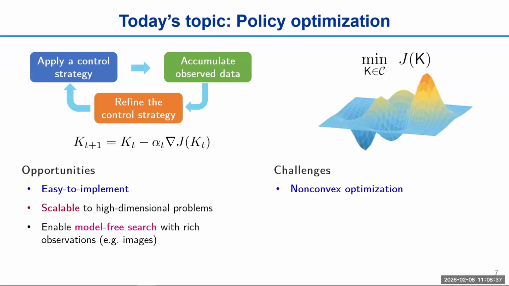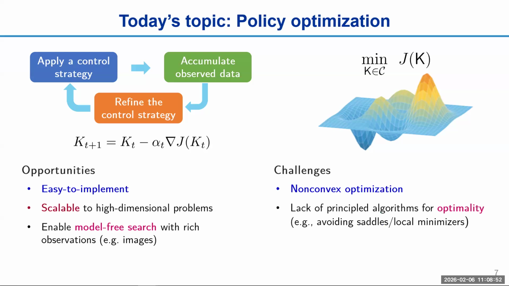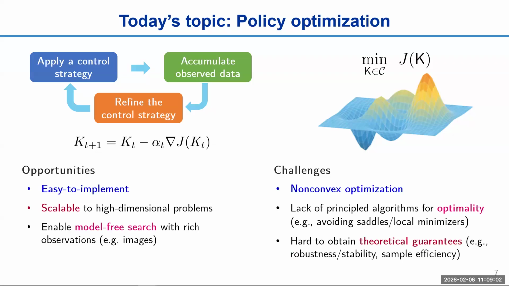So as you can imagine, there will be some challenges for this pipeline. The first challenge people talk about very often is that the problem becomes non-convex. If you do this policy optimization, you will get a non-convex optimization problem. And in general, for non-convex optimization, it's usually very hard to get a principled algorithm to achieve optimality, to avoid saddle points, to escape from local minimizers. And in control, it can also be hard to get theoretical guarantees in terms of robustness, stability, or efficiency to guarantee you have a good control performance.